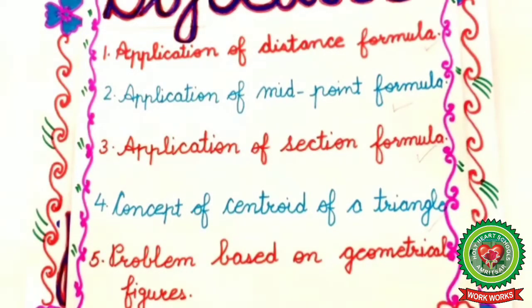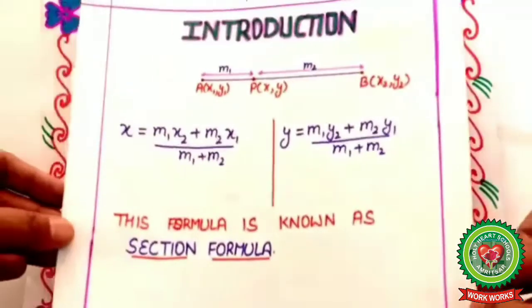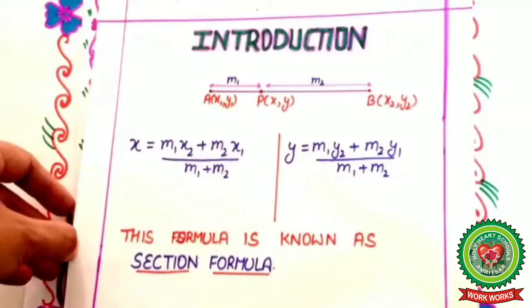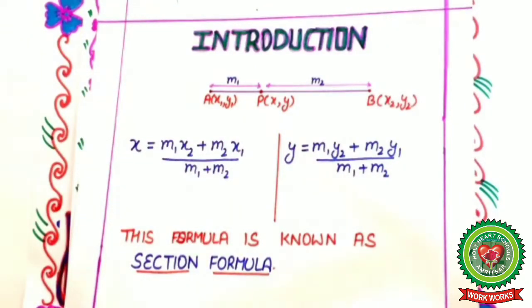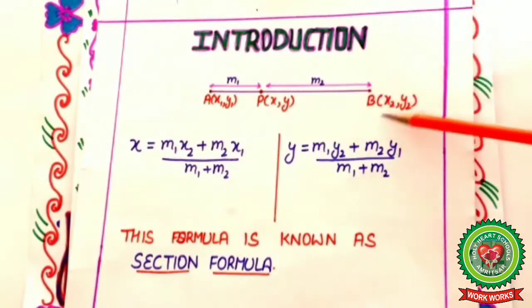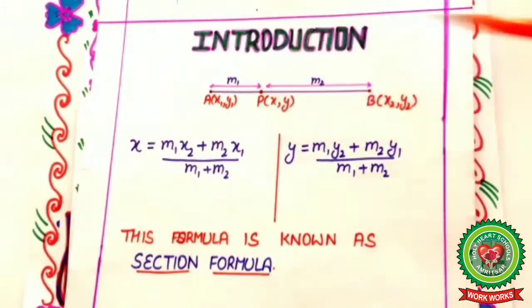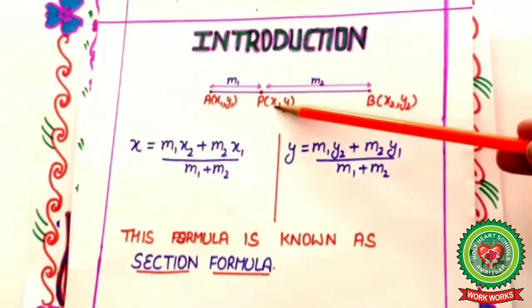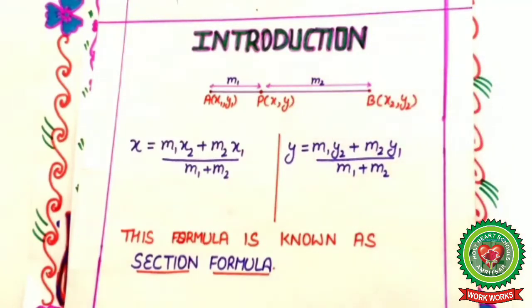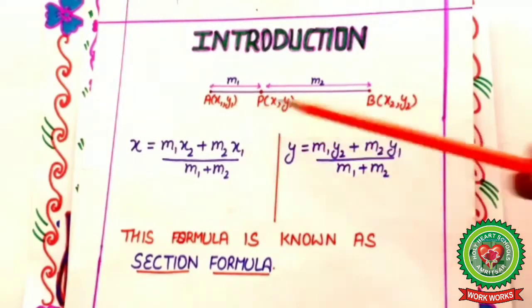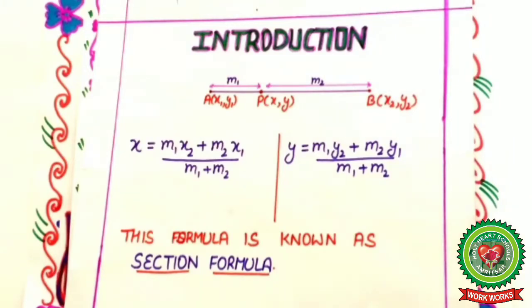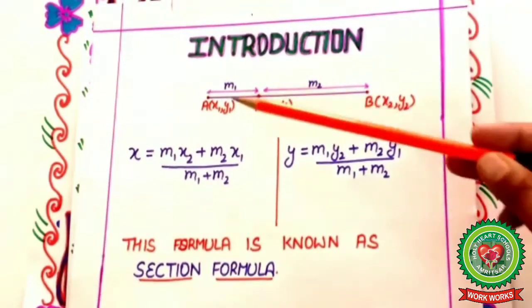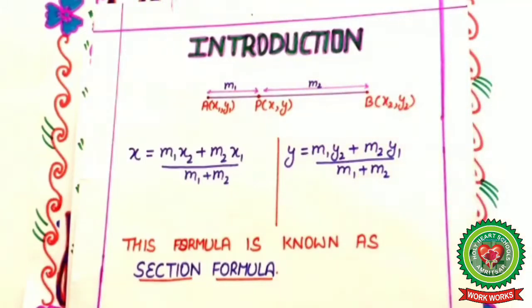So first of all, introduction of section formula. In this, first of all, one line segment AB is given to us. Here coordinates of A are x1, y1, coordinates of B x2, y2. In this, we have to find the point P which divides the line segment AB in some ratio, and the ratio is denoted by m1 and m2.